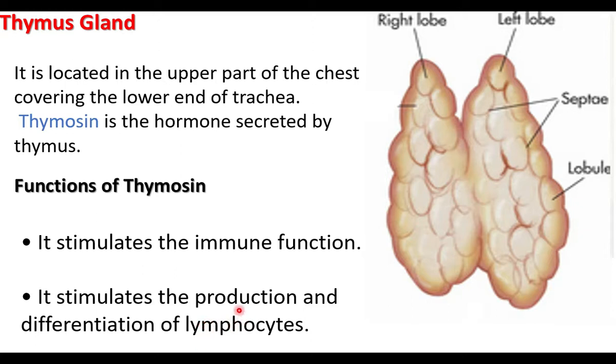The T lymphocytes production and differentiation takes place inside the thymus. So thymus is concerned with immunity. It is a gland found at the base of trachea just above the heart.